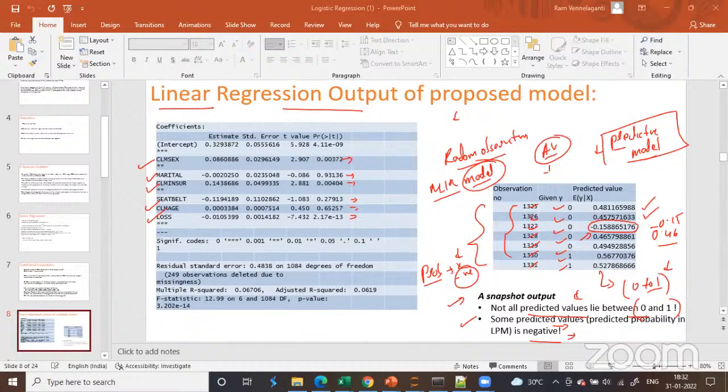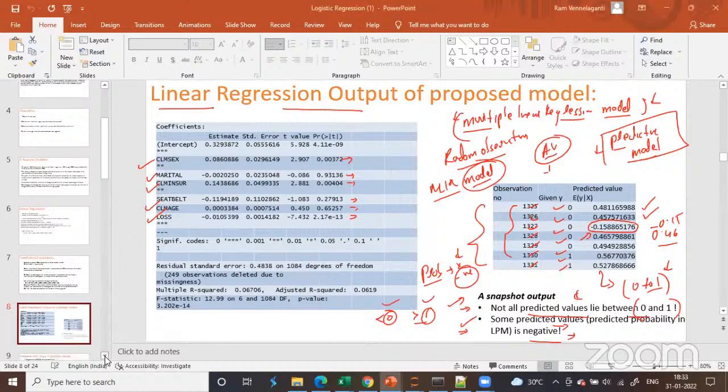So what is happening? Because of these two reasons, because your probability cannot be less than 0 or more than 1, it is not advisable for us to work with our multiple linear regression model. So finally, we have decided that this model is not going to work. Your linear predictive model is not going to work for us. That is the conclusion you are supposed to make from our analysis.